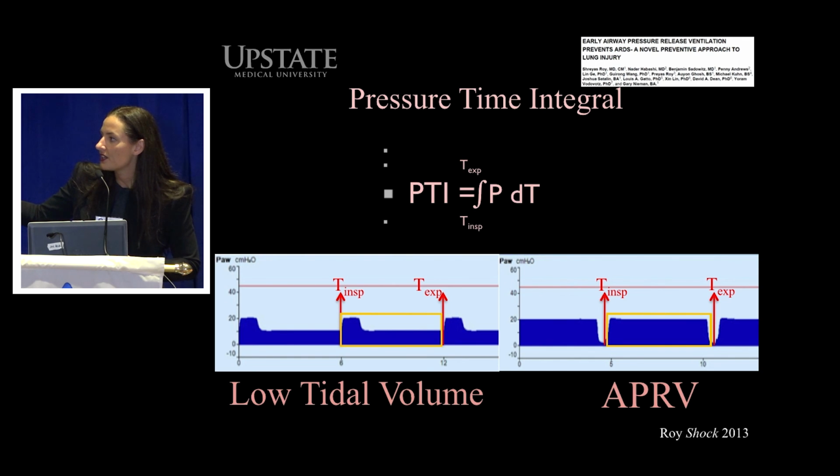And so if we look at the area under the curve, we can see that in low tidal volume, because we have a brief inspiratory phase and a prolonged expiratory phase, we have a lower pressure time integral as compared with APRV with that long plateau pressure, long P high. So we know that APRV has a higher pressure time integral. The question is, can we also recruit out the chest wall in addition to recruiting the lung?